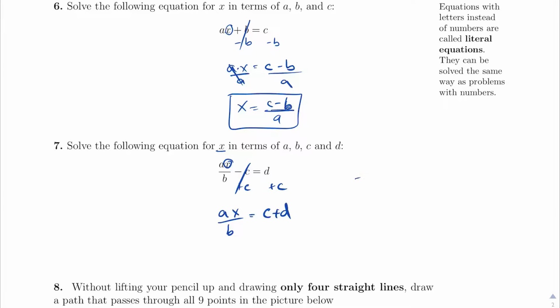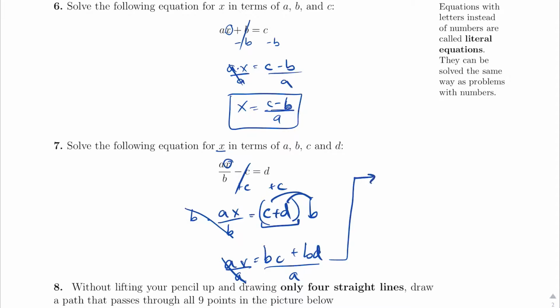Next step to solve for x, I see division by b here, so we'll multiply by b on both sides. But when we do this, make sure you include the parentheses here because you're multiplying this whole side by b. That gives us ax equals bc times b plus bd after we distribute. The final step to solve for x is to divide by a on both sides, and we get x is equal to bc plus bd over a.